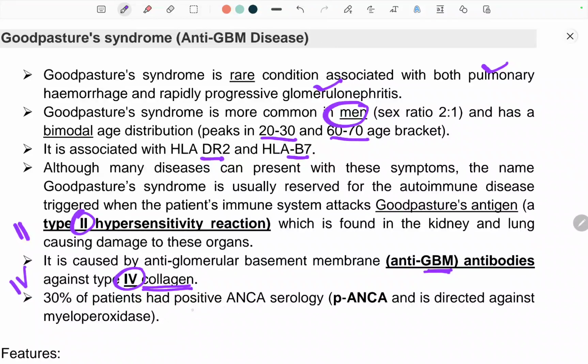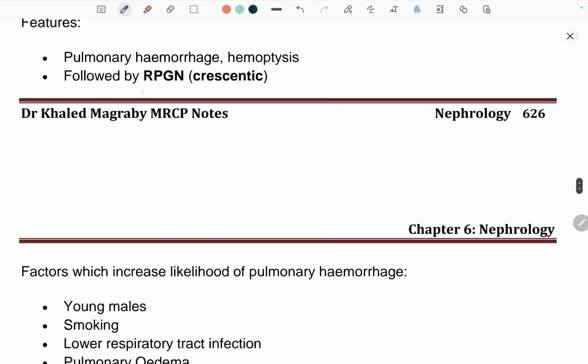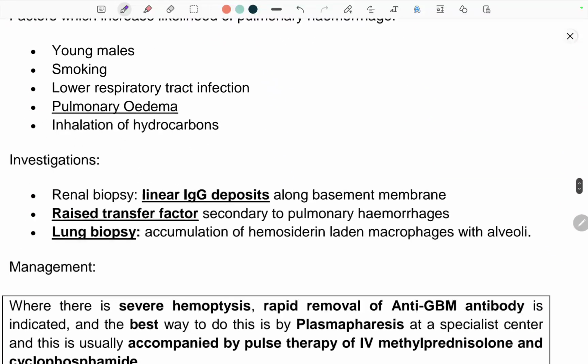30% of patients have positive ANCA serology, P-ANCA, directed against myeloperoxidase. Now, the features include pulmonary hemorrhage, hemoptysis, following RPGN, and crescentic GN. Factors which increase the likelihood of pulmonary hemorrhage are young males who are smoking, and they have a lower respiratory tract infection, pulmonary edema, and then inhalation of hydrocarbons. Investigation is a biopsy.